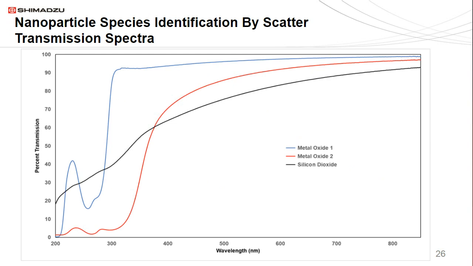Now that we've found the optimal concentration for nanoparticles in solution, we can now use it as a tool to possibly tell the chemical nature or the species of the particular nanoparticle, particularly if the nanoparticles are metal or metallic oxides. Here you see 3 scatter transmission spectra of silicon dioxide and 2 metal oxides. The silicon dioxide is rather unexciting, but the 2 metal oxides do show some peak fingerprinting down in the UV region that could be used to determine what type of composition the nanoparticle has.